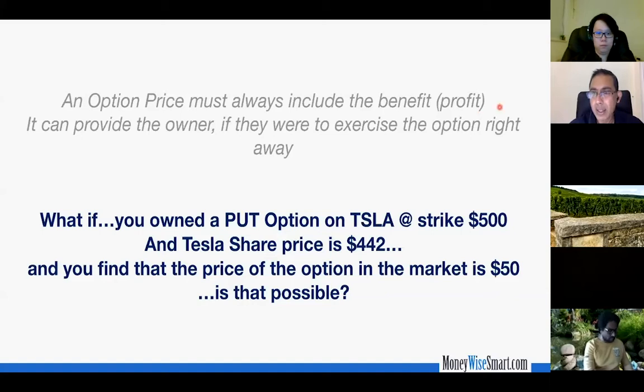Can someone just type and let me know if you think that is possible? Just do a quick calculation. And I'm asking mostly the beginners, the newbies. Anyone?